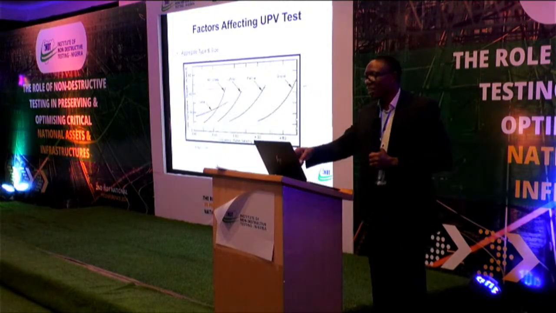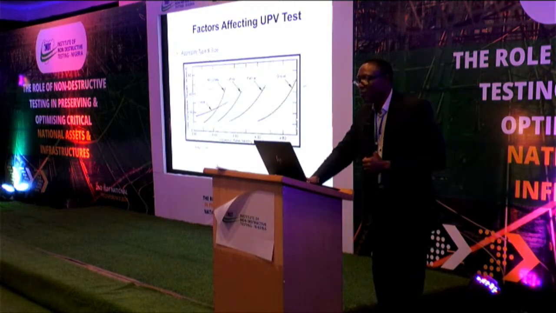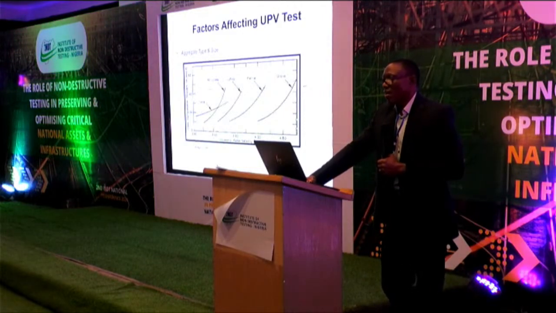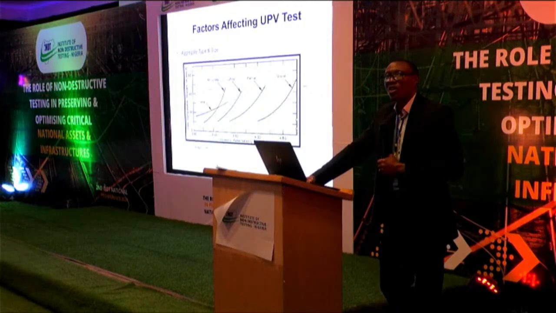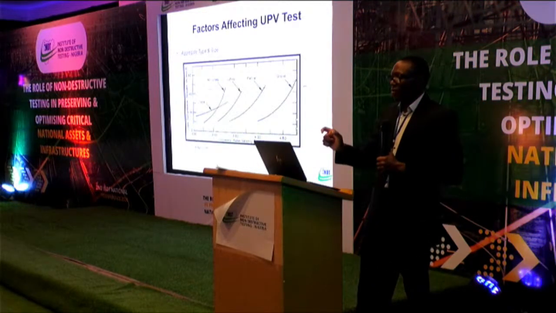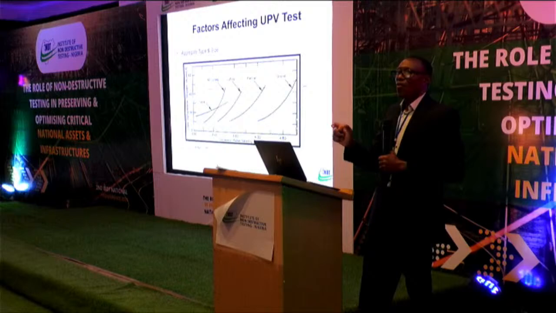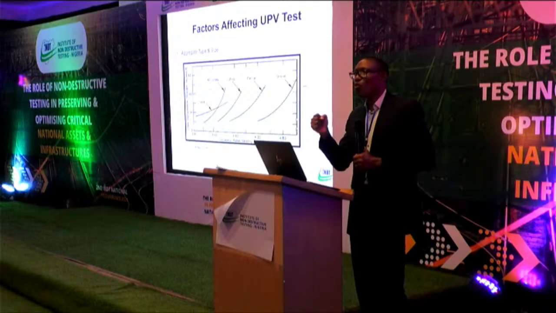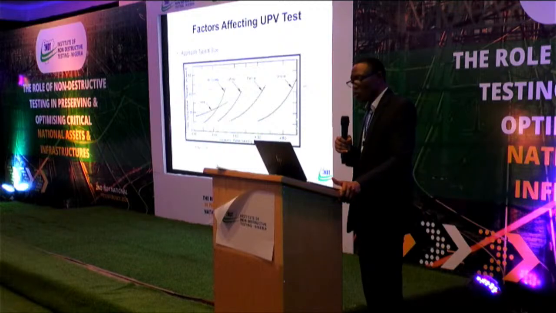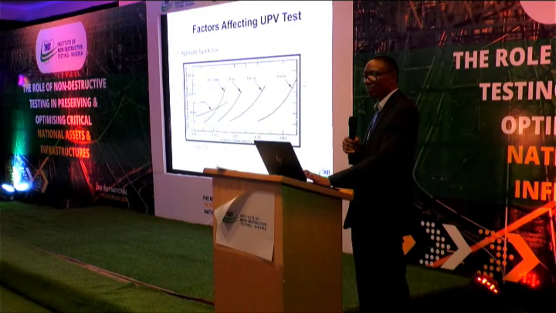But if I use gravel, I'll be getting 4,300, 4.3 kilometers per second. That's 4,300. So that means that for these materials, for the same strength, you will actually be getting different velocity. So that is one of the downsides of the pulse velocity test.